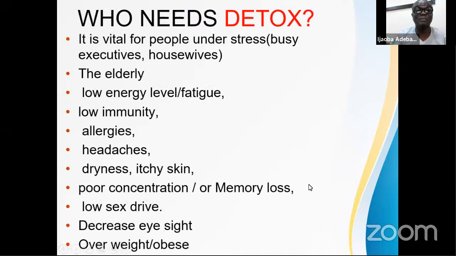So who else needs to detoxify before I move to the remedy? People that are overweight, people that are obese, they need to detoxify. These are very, very important questions that we furnished the answers to. Who needs to detoxify? We all need to detoxify.